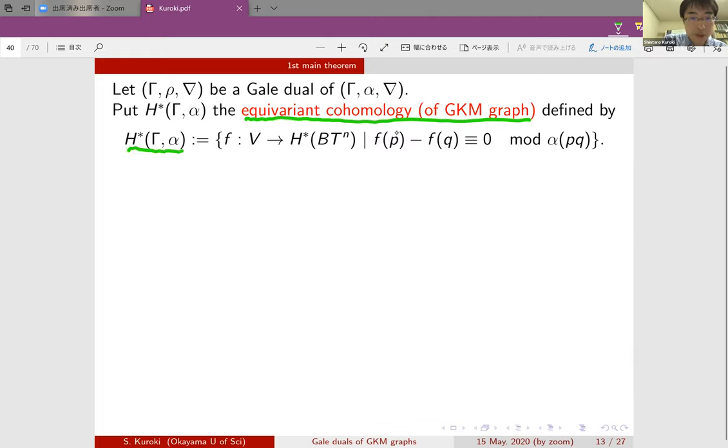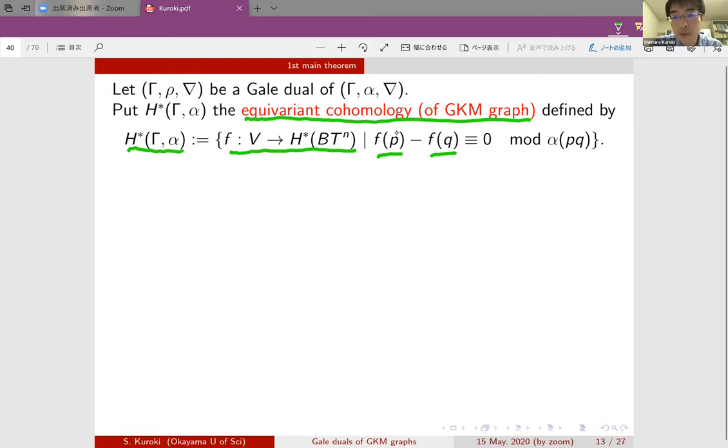We denote it by H*(Γ, α). This is a set of functions from the vertices to H*(BT^n). H*(BT^n) is nothing but the polynomial ring, so each f(p) and f(q) is a polynomial. And the condition is the following.